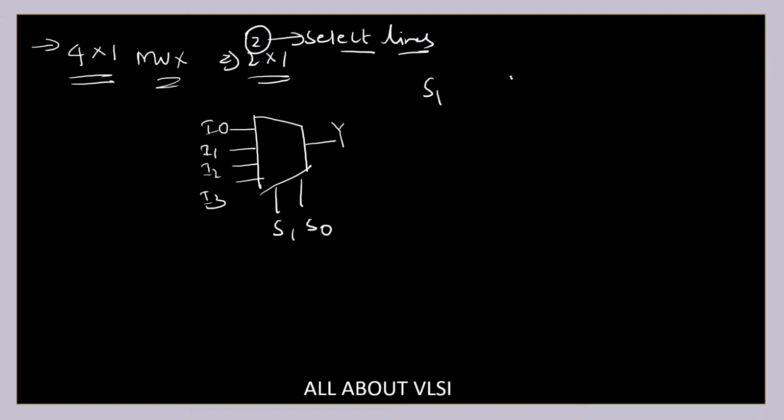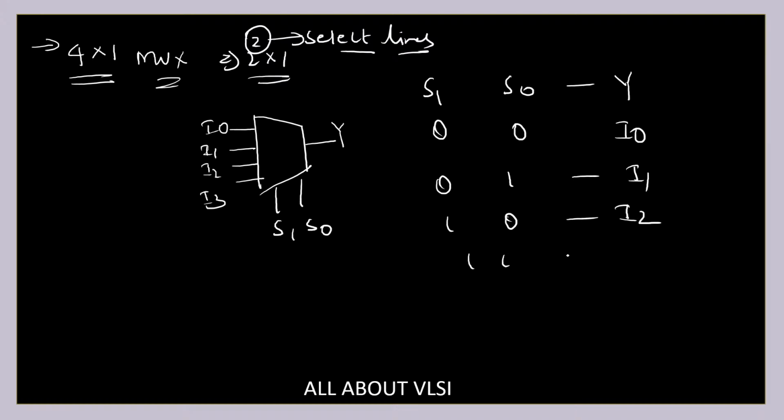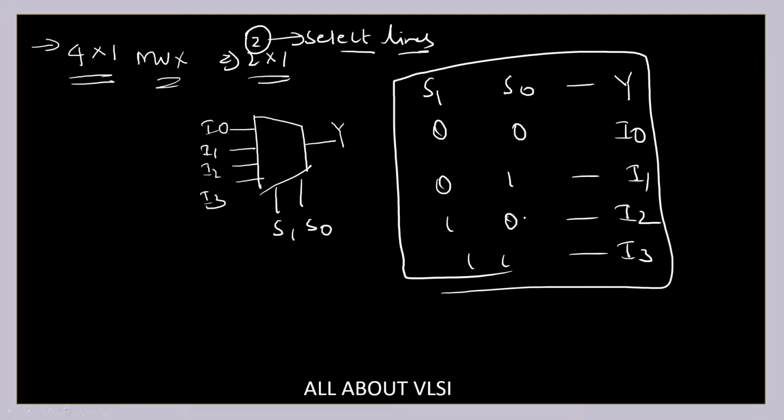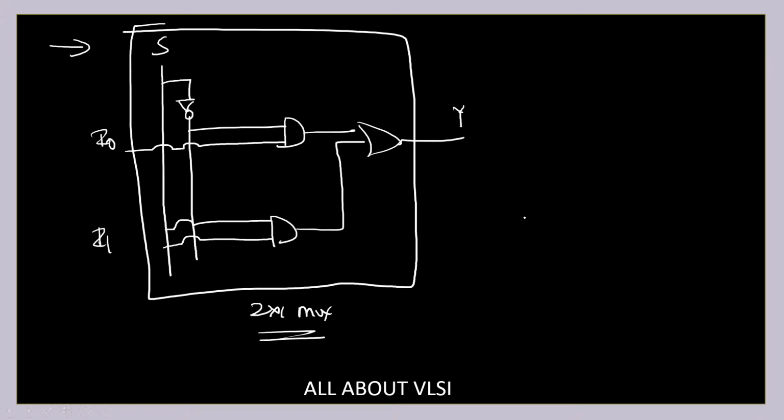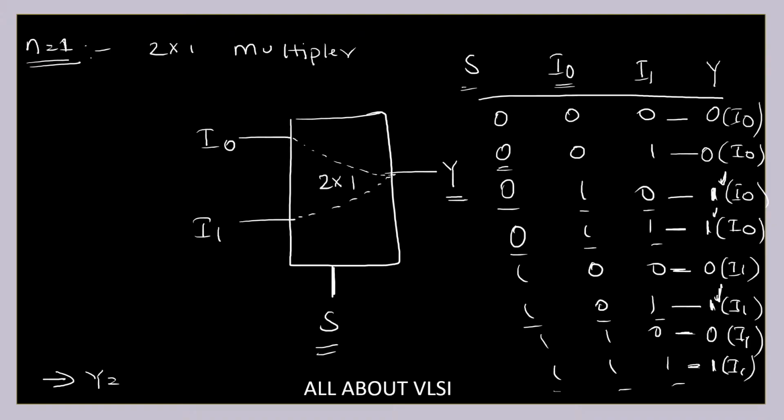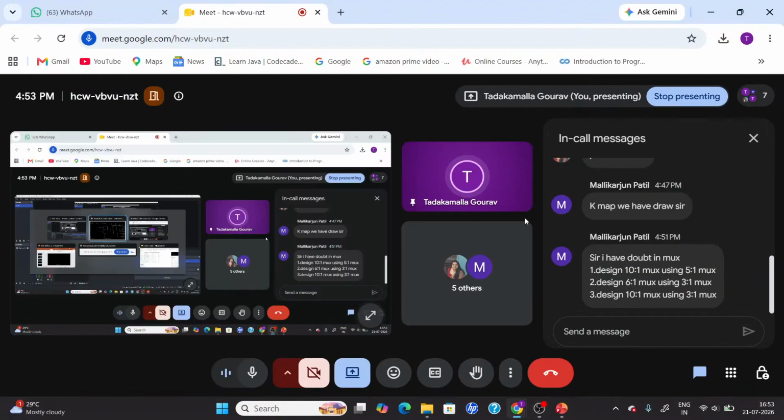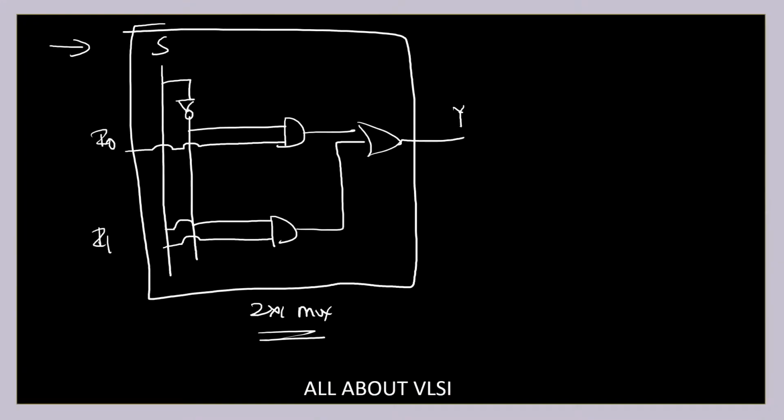Depending upon my select line, if it is equal to 0, 0, then my Y will be equal to I0; for 0, 1, my Y will be equal to I1; for 1, 0, I2; and for 1, 1, it will be equal to I3. So you can take any multiplexer. You can take the value of n as 3, 4, 5, and depending upon the value of n, you decide what kind of multiplexer you're going to get. So this was the introduction to multiplexers.